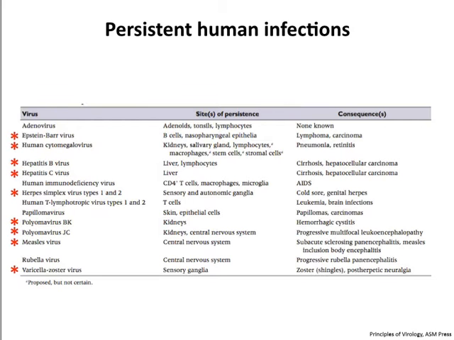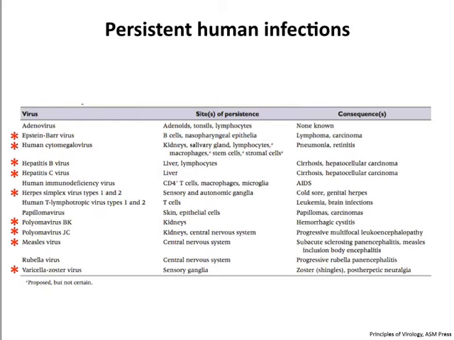Here is a list of some persistent human infections, just to give you an idea of the range. We're going to talk about the ones that have asterisks today. So you can see, besides the ones we'll talk about, we have adenoviruses, another kind of virus related to HIV, HTLV-1, papillomaviruses, rubella virus, and then all the others.